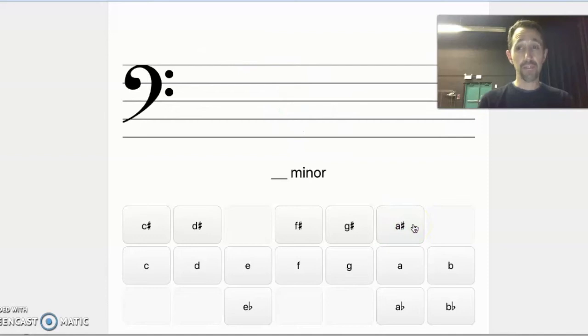So if everything sharp is C sharp major or A sharp minor, everything natural would be C major or A minor.